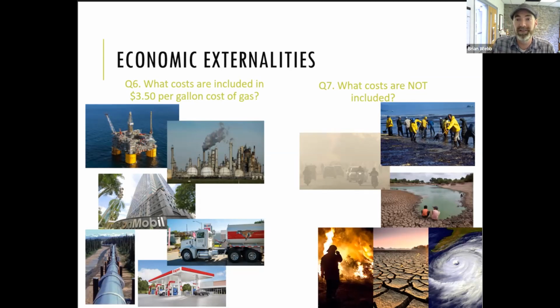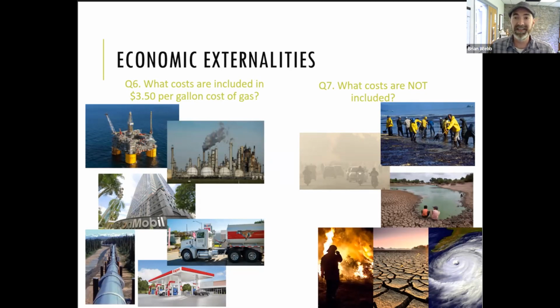When you burn a gallon of gas, that's creating air pollution. When a billion people with a billion cars burn gas, that's creating a lot of air pollution. And that air pollution has economic consequences for society, and those consequences, those costs are not included in the gallon of gas. Or climate change impacts.